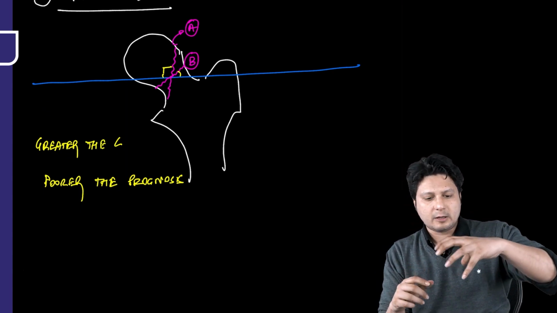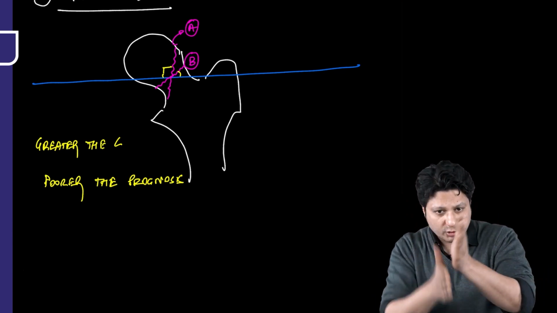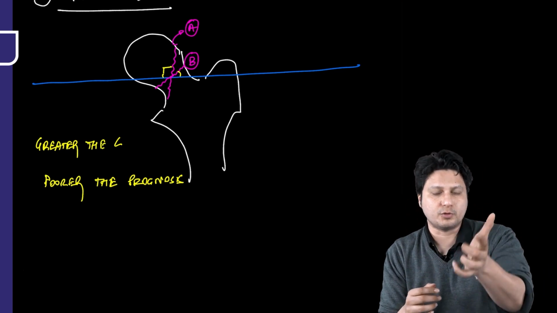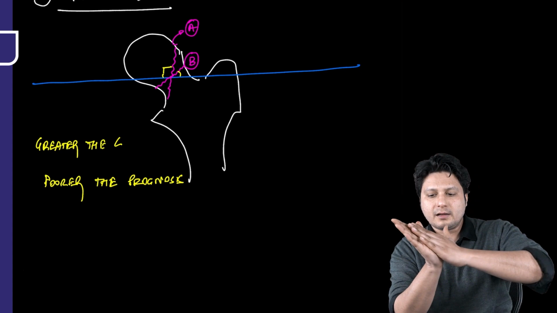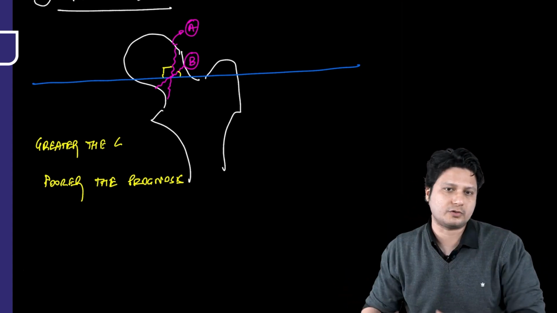The reason is, imagine if there is more angle, then there will be more distraction. When there will be more distraction, there will be more separation in between the fracture fragments. The more the separation, the lesser the chances of union, because the lesser is the contact in between the two. All right. Lesser the angle, lesser the distraction, more the contact, more the chances of union.